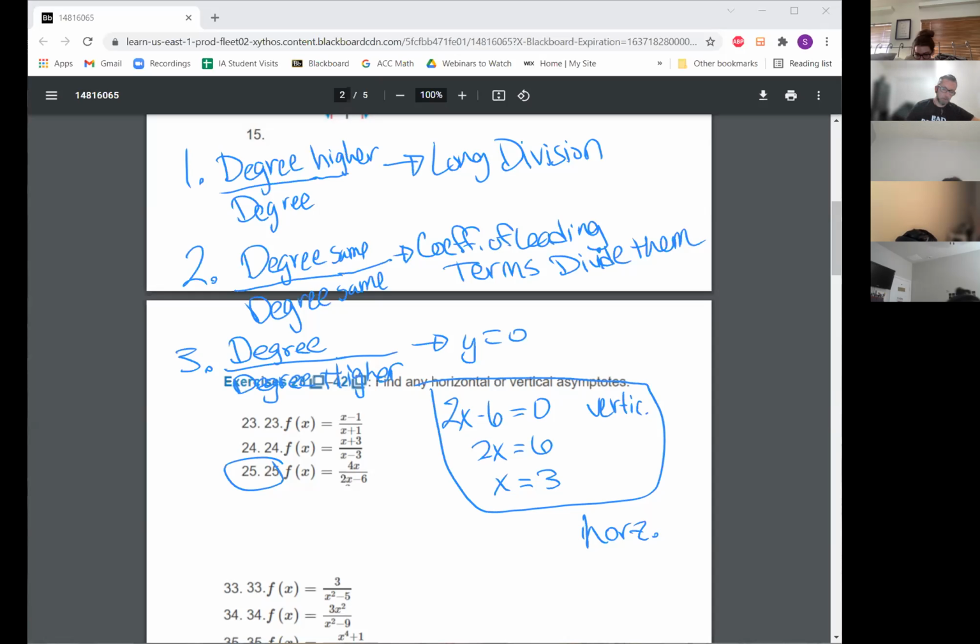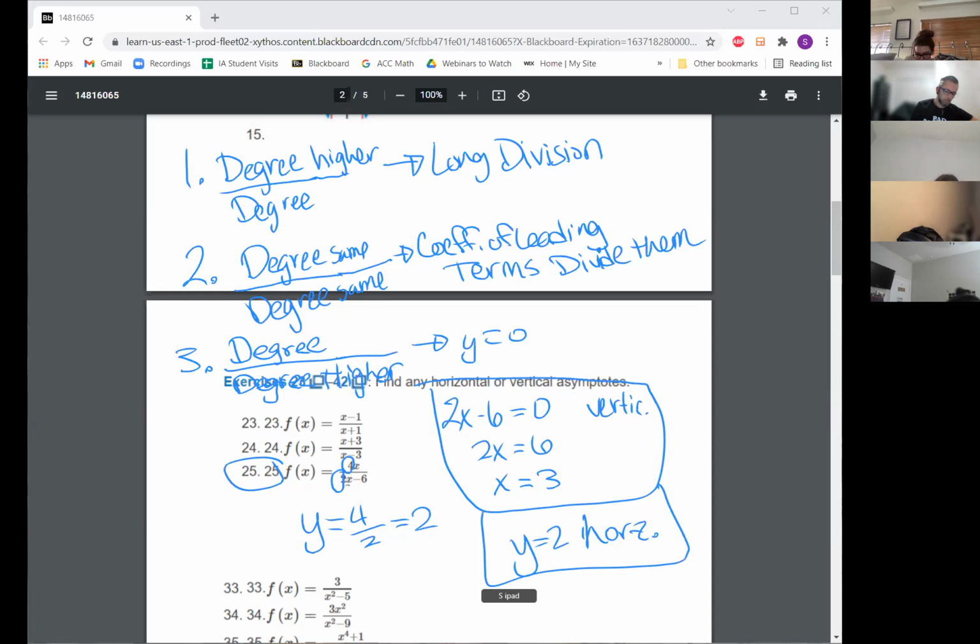Okay. So in this case, which option is happening? One, two. Number 2. Okay, so we're going to find the coefficient of the leading terms. So that's a 4 and a 2, and we divide them. It's going to be 2. Yep, so y equals 4 divided by 2, so that's just 2. So our horizontal asymptote is y equals 2.